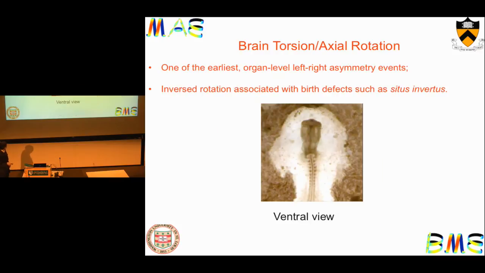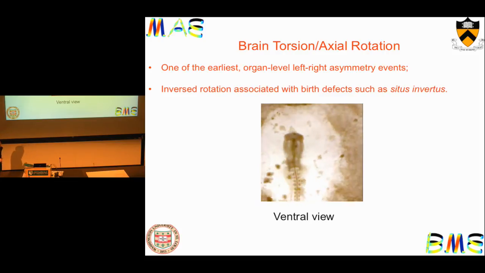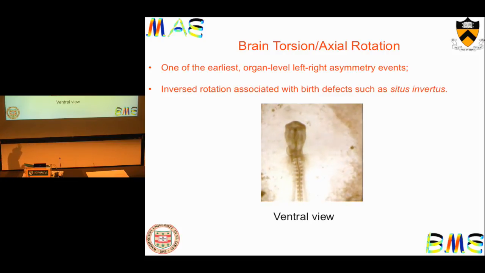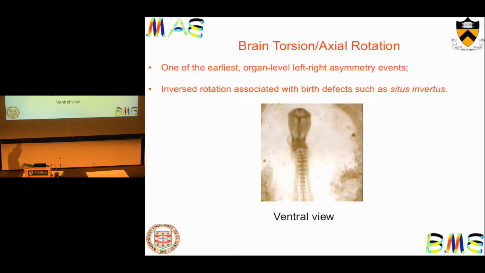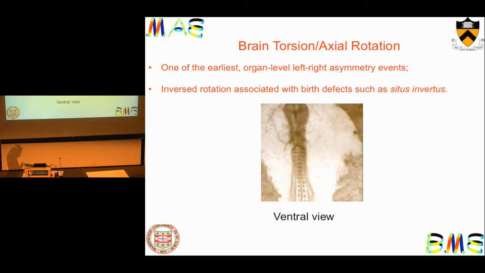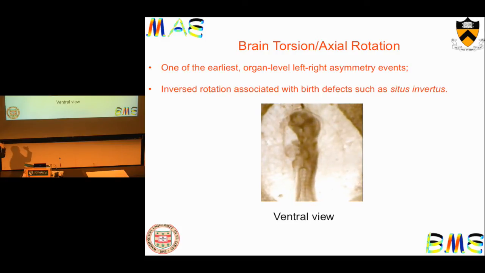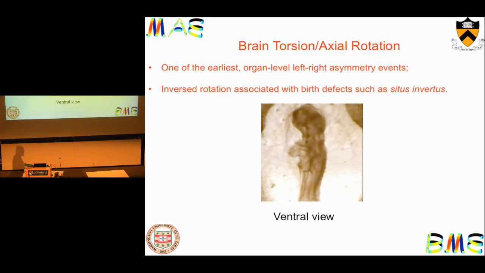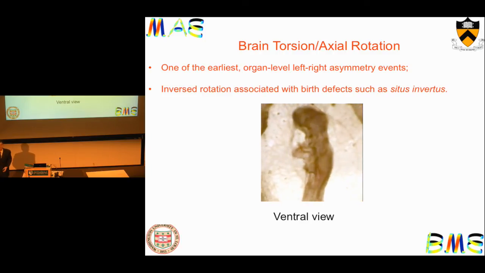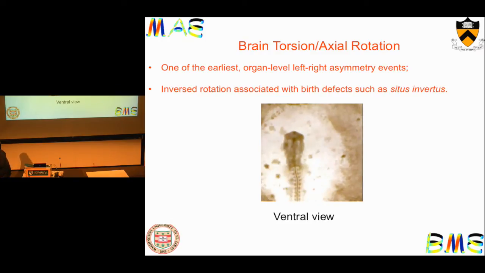Here's a movie showing you this process. We're looking at this embryo from the ventral side. You can see the heart is beating, and the brain is going to bend towards us eventually, and then it starts to twist, and it almost always twists rightward. So if you imagine I'm an embryo, I'm going to bend like that, and I'm going to twist rightward.